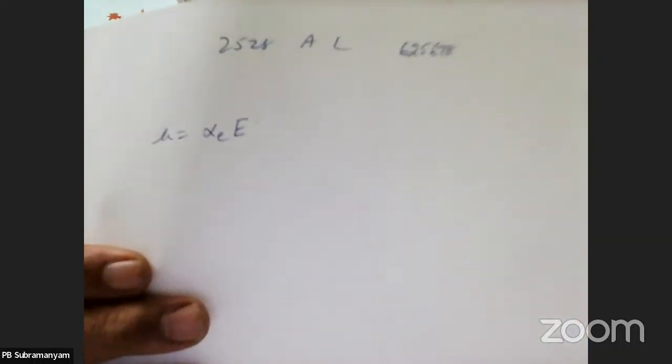Then the induced dipole is given by mu equals alpha E times capital E. Why is it written as induced? I'll tell you. Induced moment. That's the induced moment. Mu is the induced dipole moment.